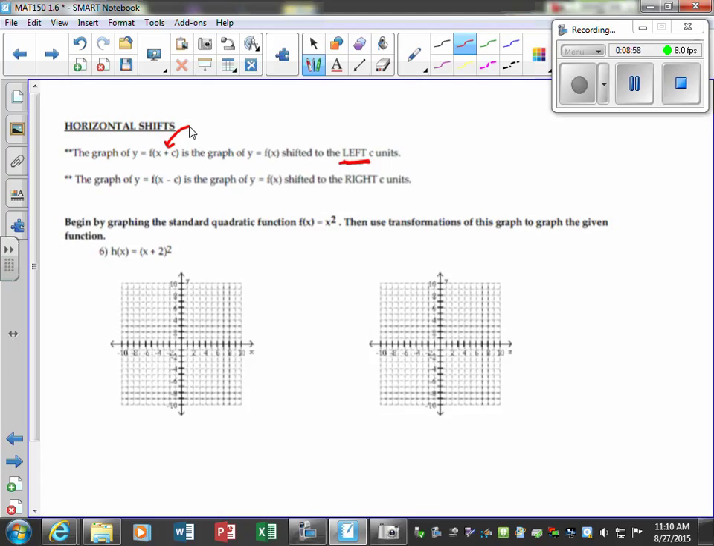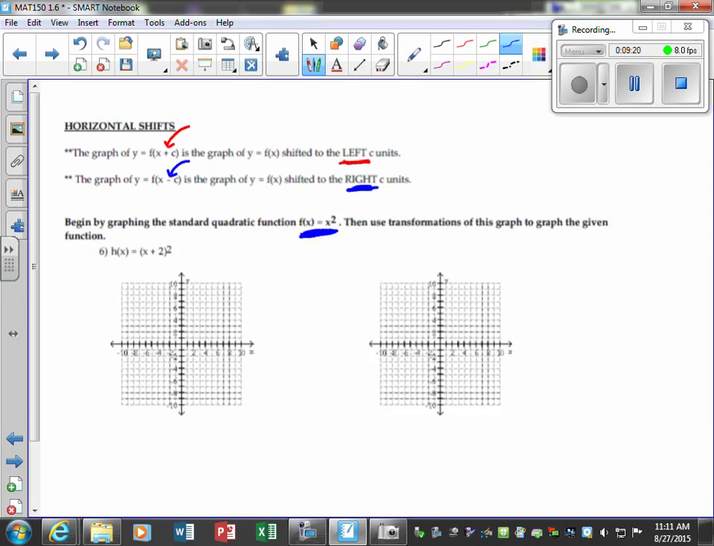And that's one you're just going to have to remember. If you get tripped up any, it's usually that that'll get you. And also, if it's minus c within the parenthesis, then we think opposite, and we're going to shift that to the right. Okay, let's look at some examples.